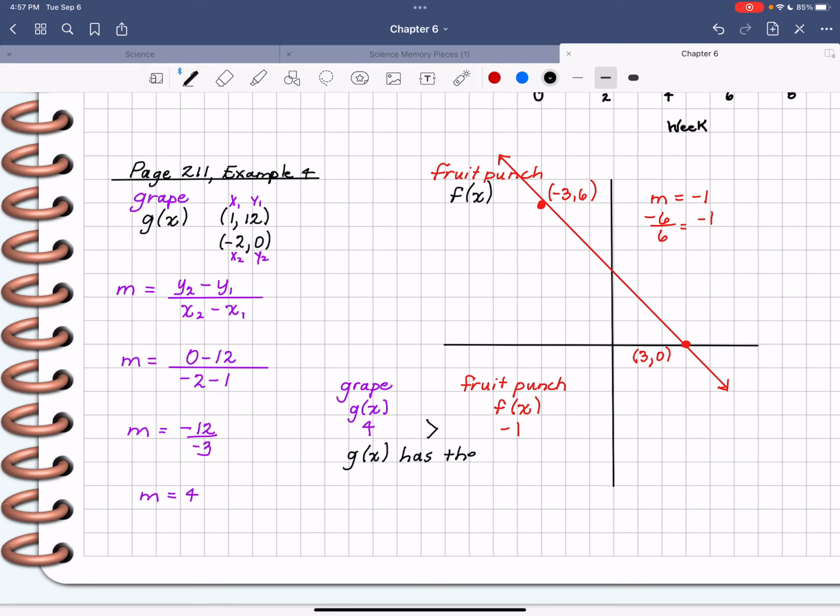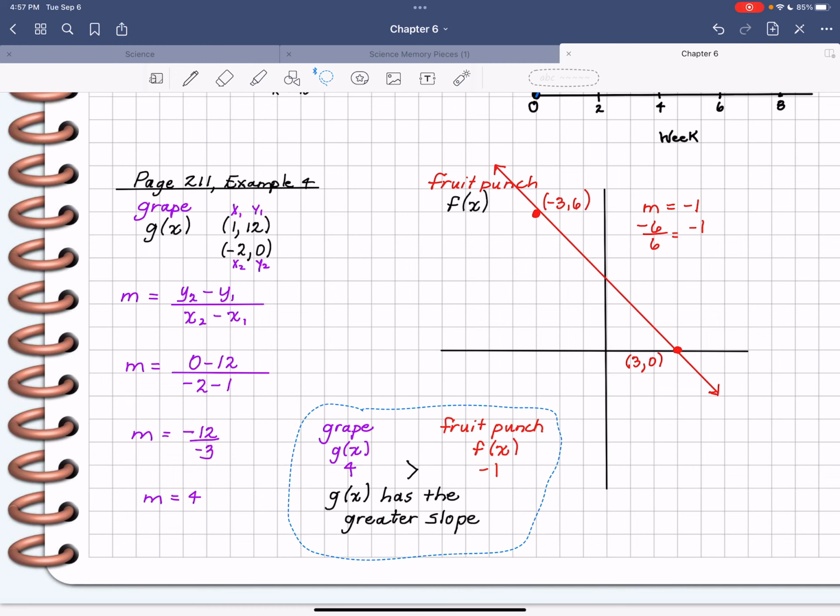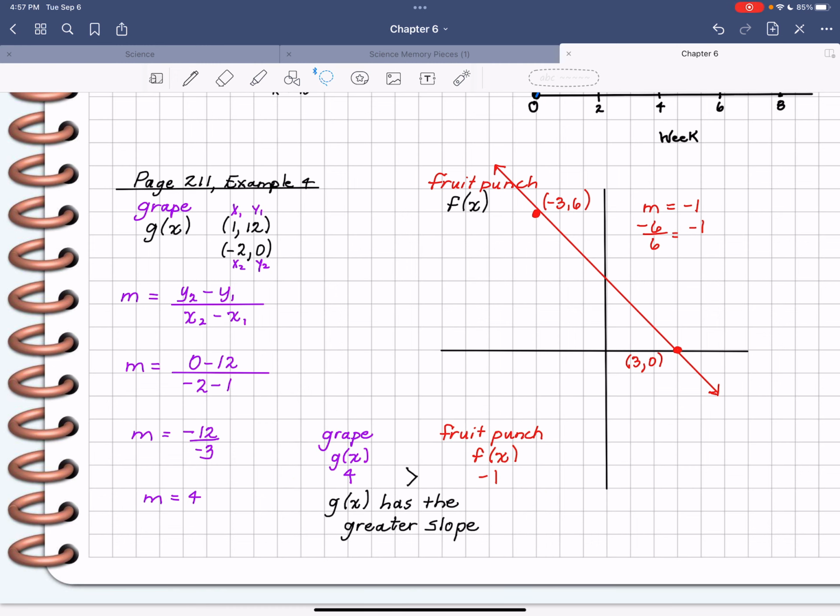Now, if it doesn't bother you to use g of x and f of x, you don't have to do that grape and fruit punch stuff. I just threw that in there for folks who get real nervous about the notation. And I've seen it happen many, many times. Students get so wrapped up in that they don't even concentrate on what's really going on here. And I understand that. It's complicated.